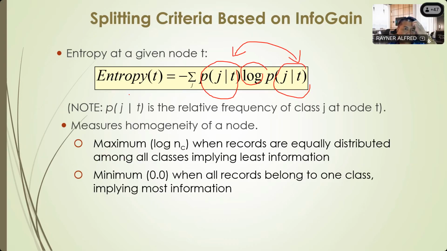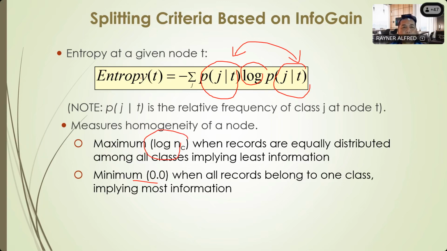Okay. So the entropy measures how pure the membership is in the subgroup. If they are pure, the value will be 0. If they are 50-50, meaning half of them belong to one class and the other half belong to another class, you will get 1.